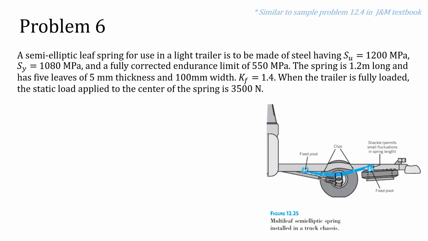So moving on to problem 6. A semi-elliptic leaf spring for use in a light trailer is to be made of steel having the ultimate tensile strength of 1200 megapascals, yield strength of 1080 megapascals, and a fully corrected endurance limit of 550 megapascals.